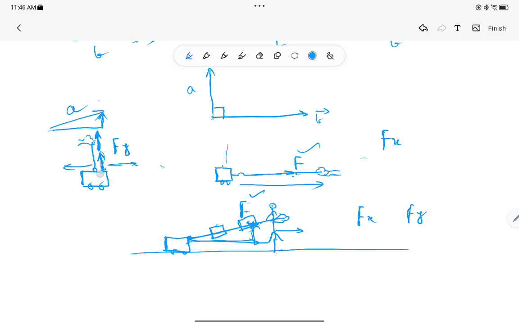In this case, the box will move only upward. It will not move horizontally. Similarly, if a force is horizontal, it does not have a vertical component. The box will not go up, or the box will not go down.